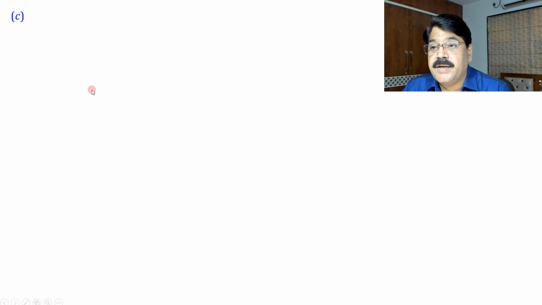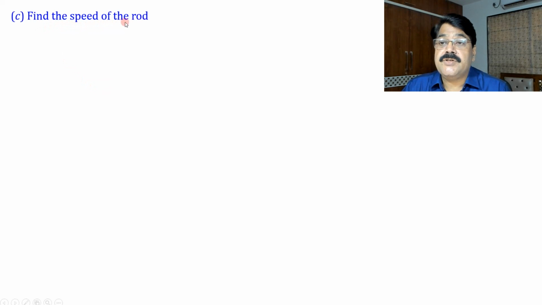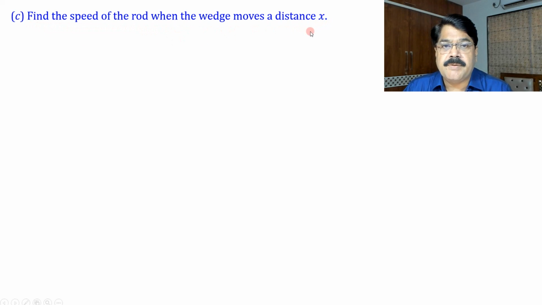That is asked here. Find the speed of the rod when the wedge moves a distance x. Actually, this was the part in which we are interested. Here is the use of the work energy theorem, and we know between the rod and the wedge the only internal force is the normal reaction. Its total work will be 0. So we can apply the work energy theorem on the system as a whole. So what do we get?